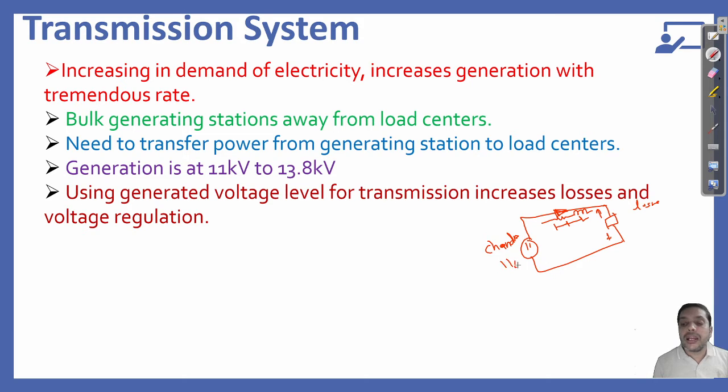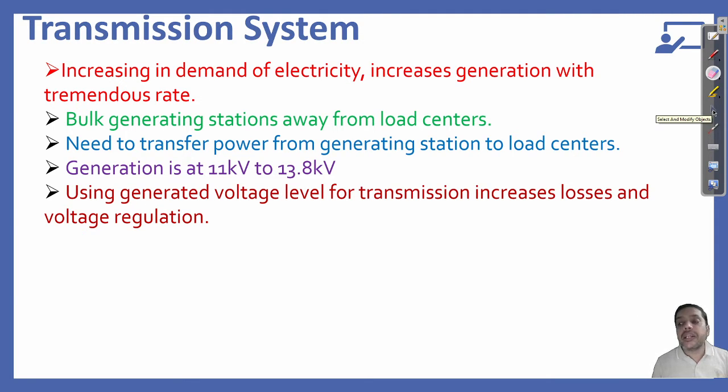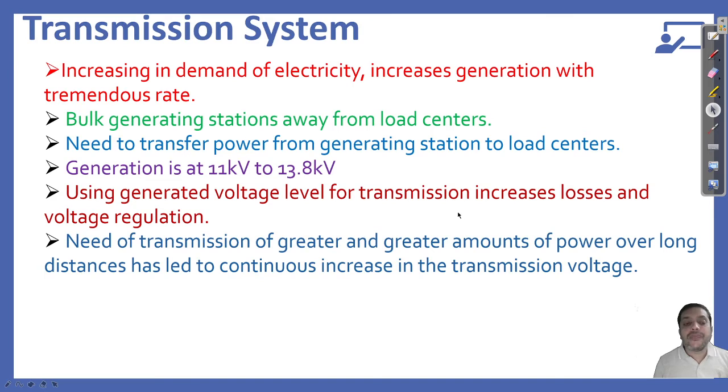Suppose you transfer 11 kV, at the end you might get only 5 kV, so that is not acceptable. So if you use the generating voltage for the transmission of power, it will increase the losses, decrease the efficiency, worsen the voltage regulation, and increase the size of conductors. So hope you got the answer to the question which I asked in the reflection point.